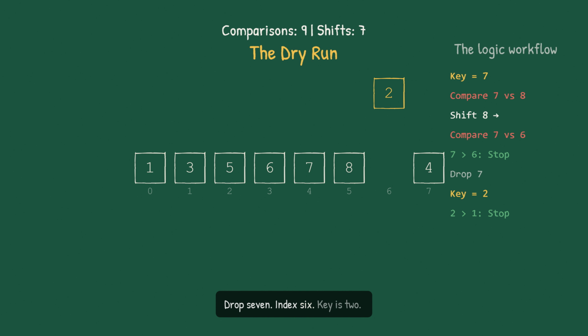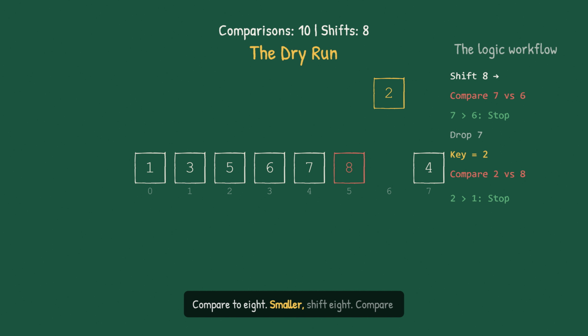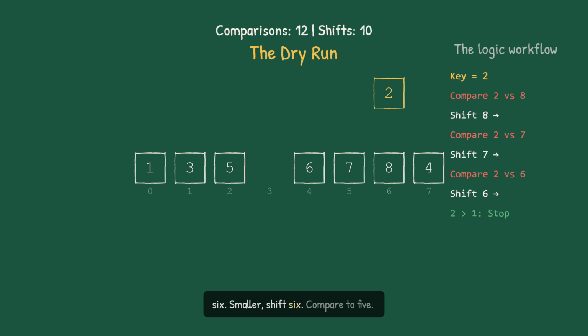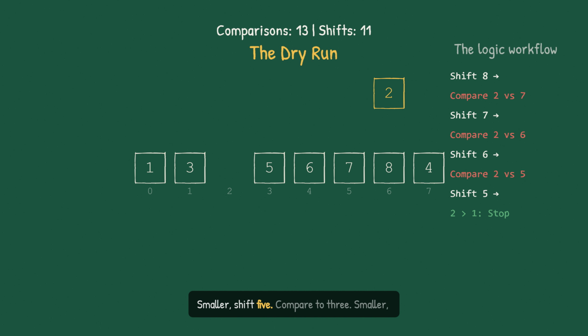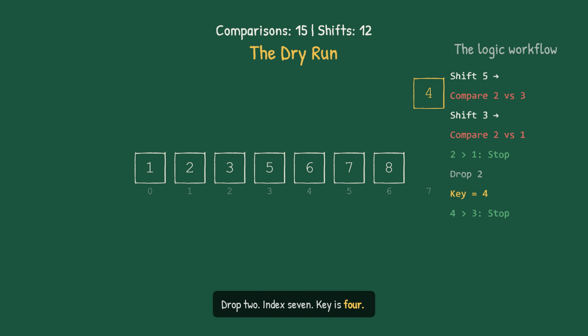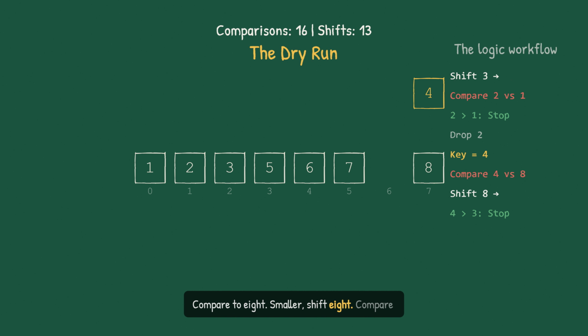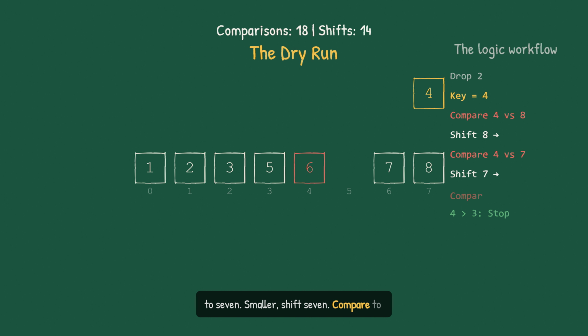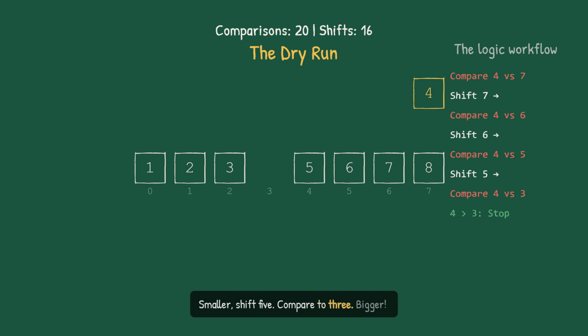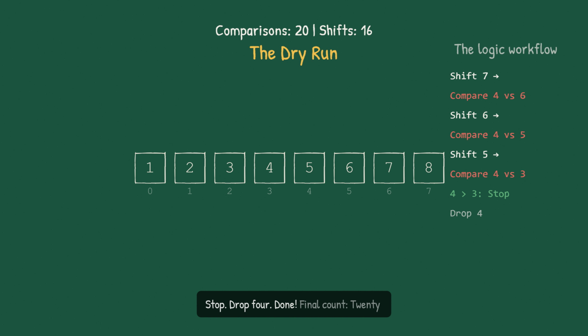Index 6. Key is 2. Compare to 8. Smaller, shift 8. Compared to 7, smaller, shift 7. Compared to 6, smaller, shift 6. Compared to 5, smaller, shift 5. Compared to 3, smaller, shift 3. Compared to 1, bigger, stop. Drop 2. Index 7, key is 4. Compared to 8, smaller, shift 8. Compared to 7, smaller, shift 7. Compared to 6, smaller, shift 6. Compared to 5, smaller, shift 5. Compared to 3, bigger, stop. Drop 4, done. Final count, 20 comparisons, 16 shifts, much faster than Bubble Sort's dry run on this exact same array.